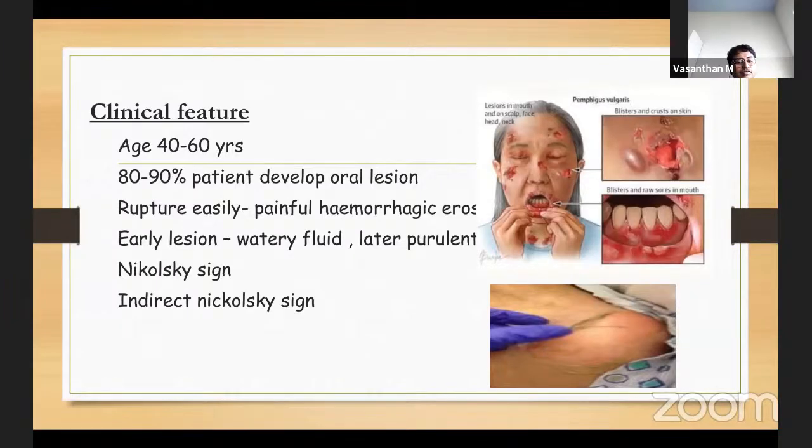Nikolsky sign: when we apply pressure on the blister, the blister will break down and there will be a separation of the upper epidermis from the basal layer. This indicates this type of autoimmune disorder. And in the Nikolsky sign, when you apply mild pressure to the blister, there will be a spread of the blister to the unaffected side. It is also another indication for this autoimmune disorder.